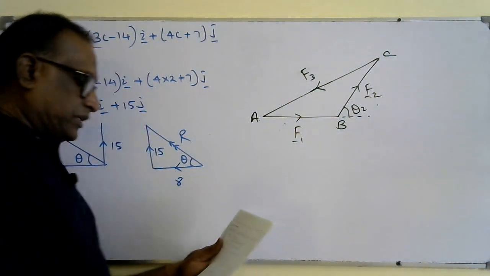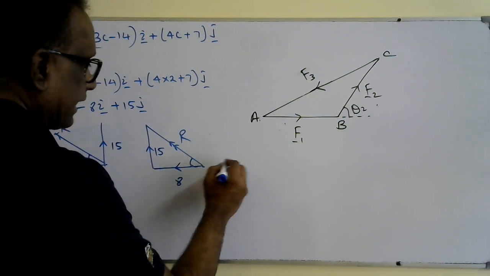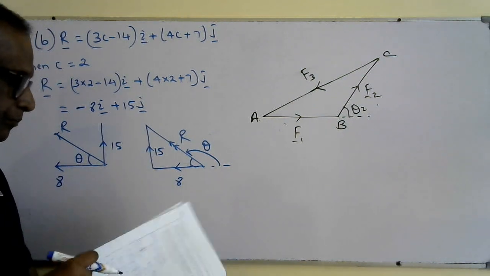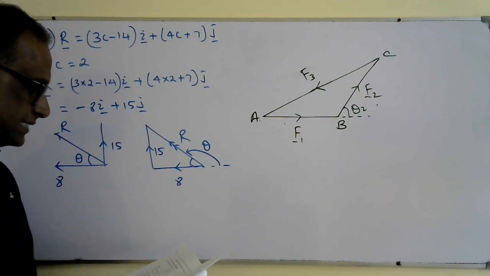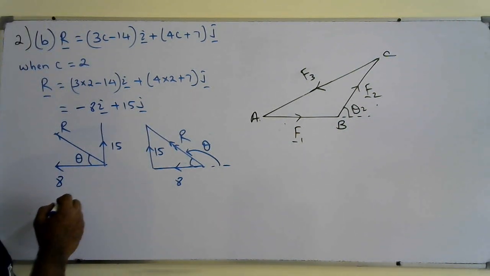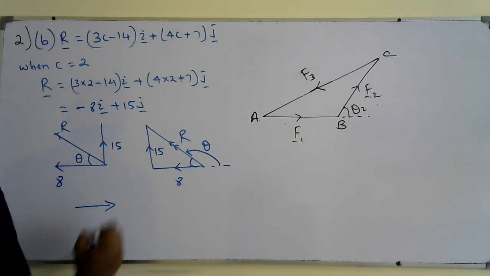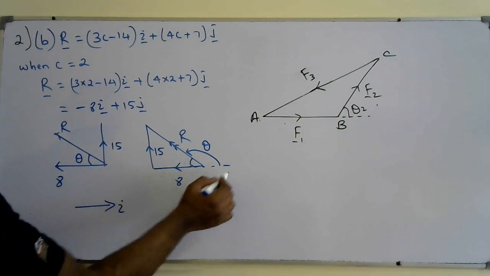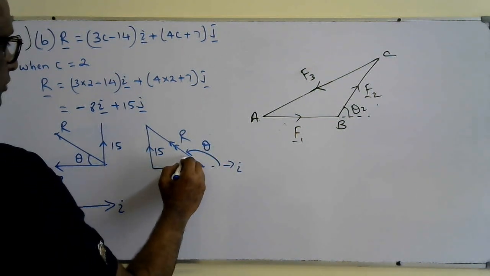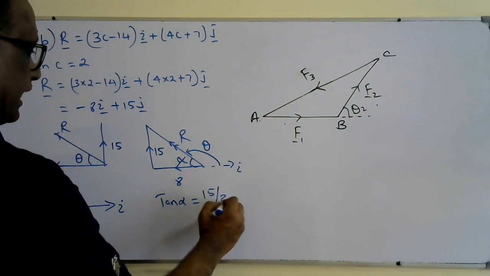They asked to find the angle with i, so we need to find this angle theta. Direction of i is already mentioned in the question. In this question, i and j are horizontal and perpendicular vectors, so i is always taken this way. From this i direction we need to find the direction of the resultant, that is theta. So we'll find alpha: tan alpha is equal to 15 over 8.